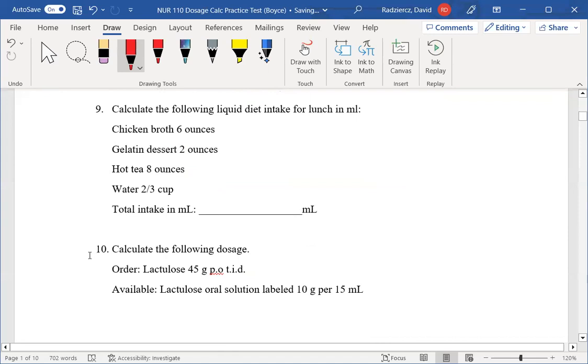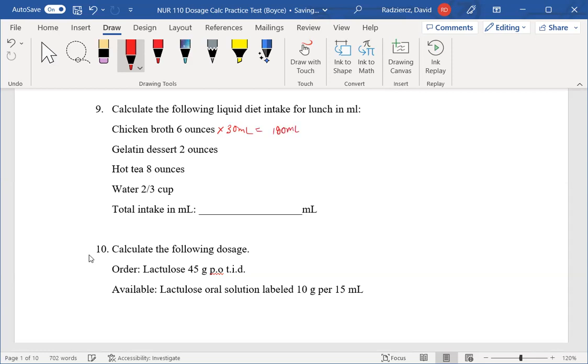I'm going to do the same thing for this question. We have 6 ounces, right? So I'm just going to multiply by the 30 mL. You should know I'm simplifying this. I know that 1 ounce is 30 milliliters, and I'm assuming that you know that 1 ounce is 30 milliliters, which is why I'm just simplifying this process. Okay, times 30 gives me 60 mL. Hot tea, 8 ounces. So that's another 240 mL.